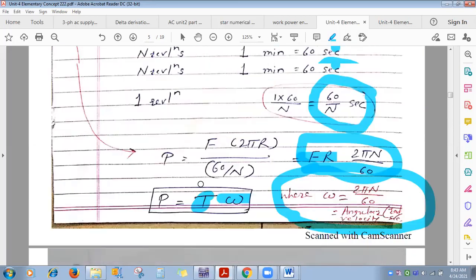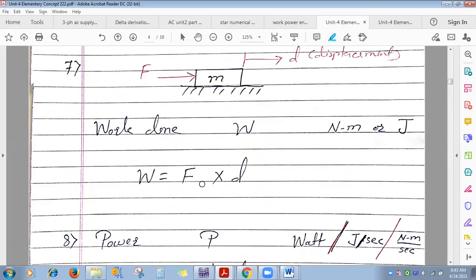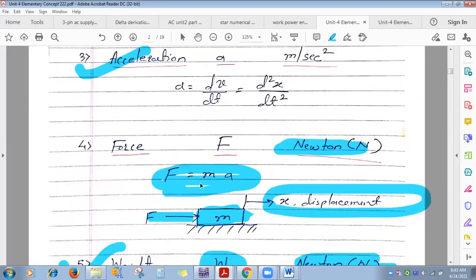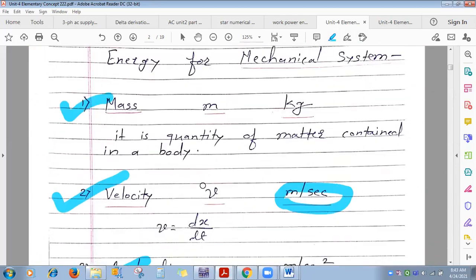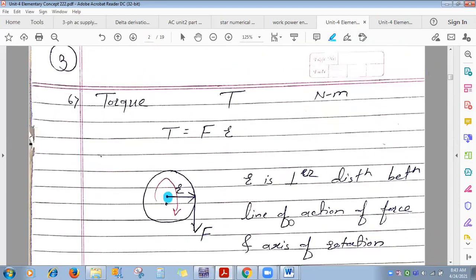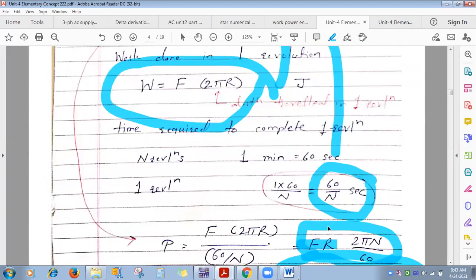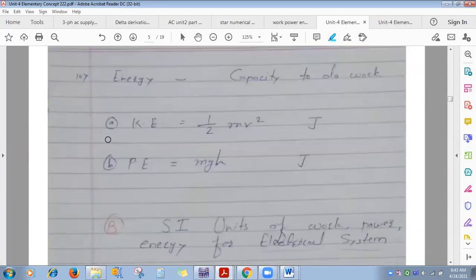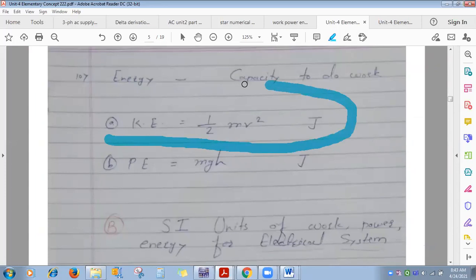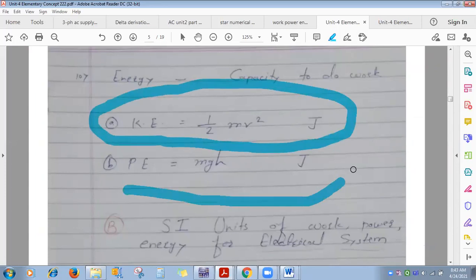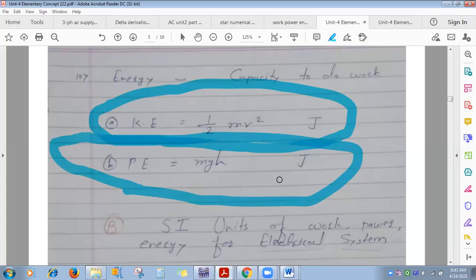This is about the mechanical system. All these terms, whatever we have seen, are related to the mechanical system. Almost all of this you have studied in 12th, that's why I took the slides fast. Now one more thing in the mechanical system: kinetic energy and potential energy. Kinetic energy is the energy possessed by a body because of its motion, half mv square in joule. Potential energy is the energy possessed by a body because of its position, mgh in joule.